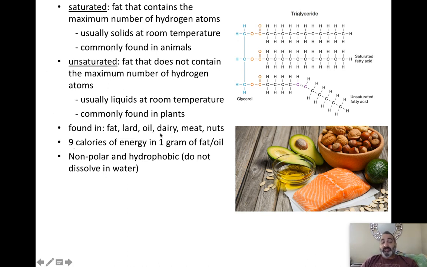Now, these lipids, they're nonpolar, they're hydrophobic, they do not dissolve in water. And where are you going to find them? Nuts, meats, dairies, oils, lard is animal fat. They use it for cooking and things of that nature. Okay.